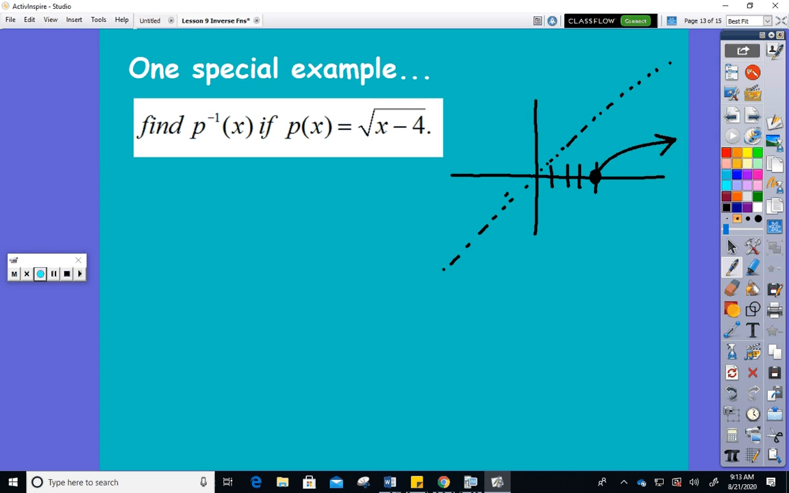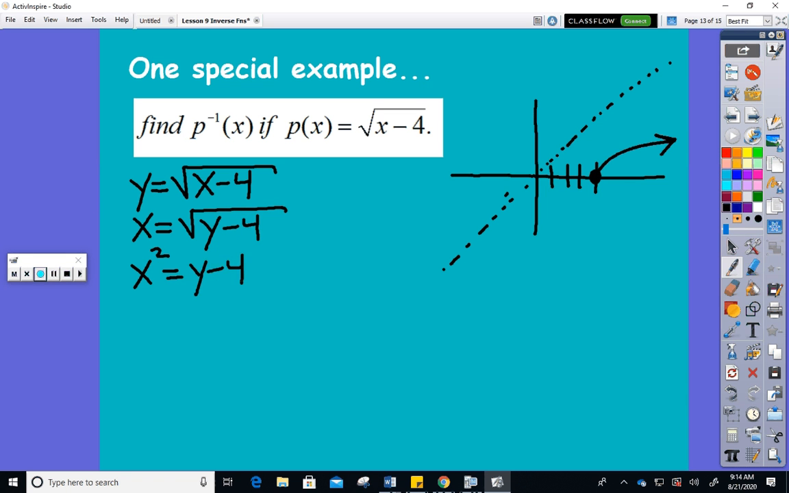Okay. Now, what I need to do is say y equals the square root of x minus 4. Switch your x and y. Square both sides. Add 4.